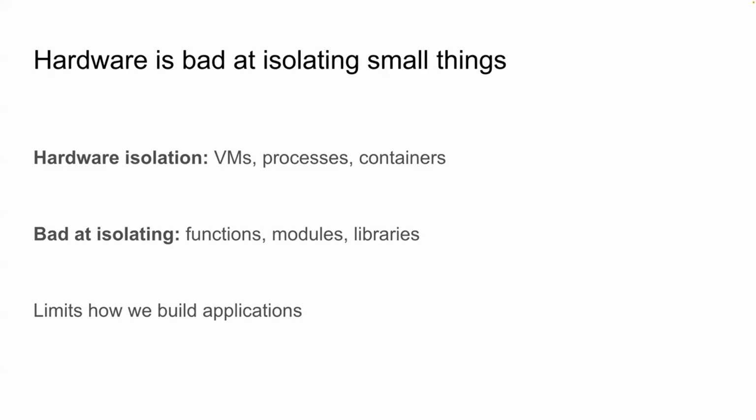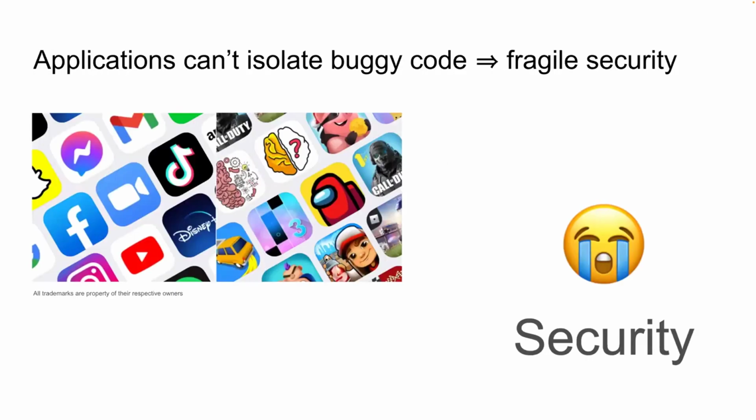Current hardware is great at isolating large things, like operating systems, but bad at isolating small things, like functions and libraries. And this limits how we build applications. For example, developers today write their applications to run in a single address space, because high hardware overheads make breaking applications into different parts impractical. Thus, any bug often compromises an entire application.